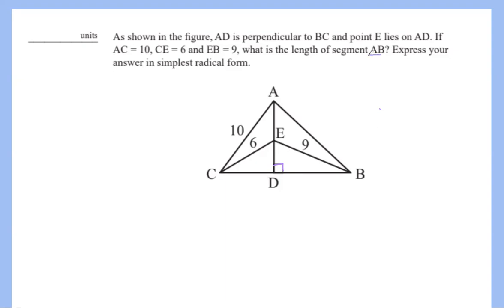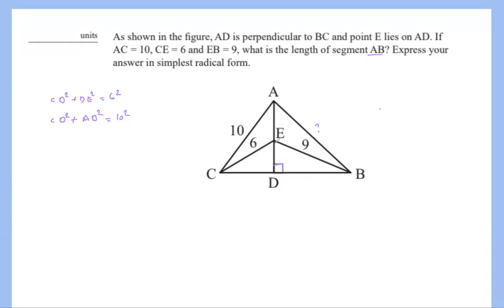And the question's asking for AB. Okay, so this is what we want. But I'm going to make some Pythagorean equations. If I use the Pythagorean theorem in this CDE, you will get CD squared plus DE squared is equal to the hypotenuse squared, which is 6 squared. And if I use the Pythagorean theorem in ACD, the leg will be CD again, and then the other leg will be AD, and the hypotenuse is AC, which is 10 to the second power.